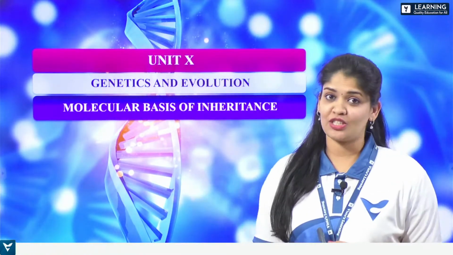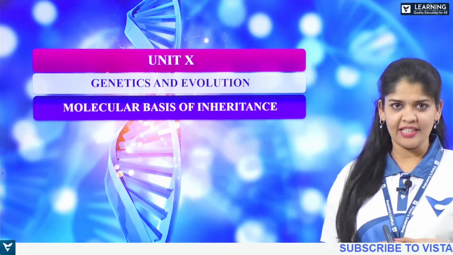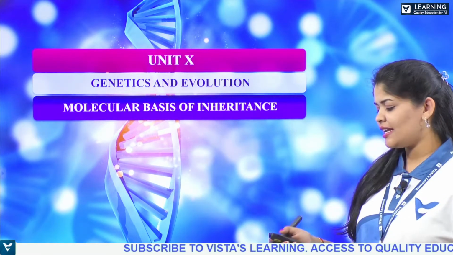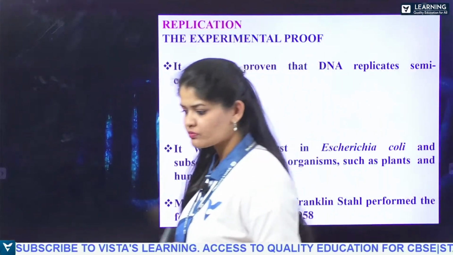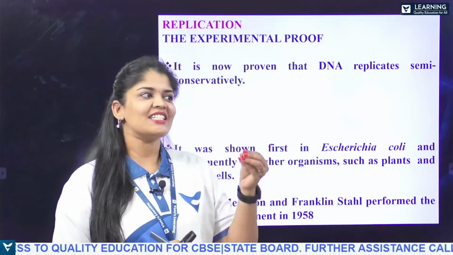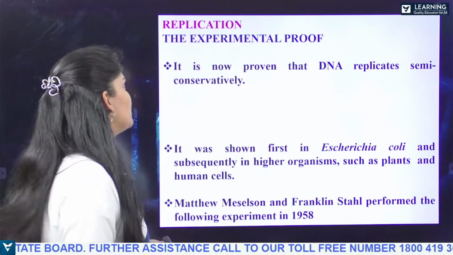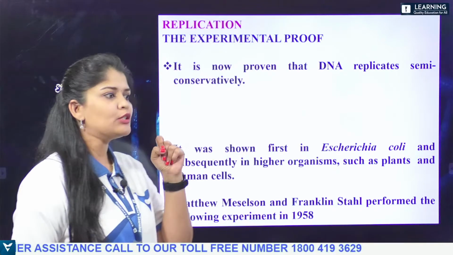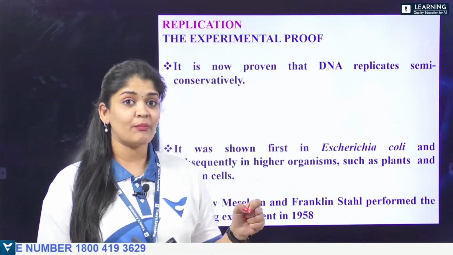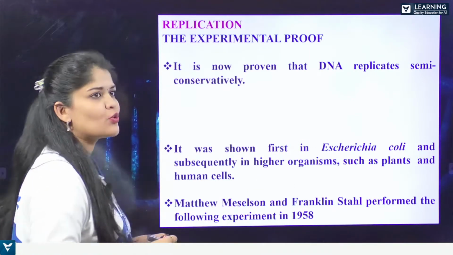We are in a series of sessions where we are discussing the chapter Molecular Basis of Inheritance, which comes under the unit Genetics and Evolution. Let's start now. In the previous session, we discussed the semi-conservative mode of DNA replication, right? Today, here is an experimental proof that DNA replicates in a semi-conservative way. What do you mean by semi-conservative?